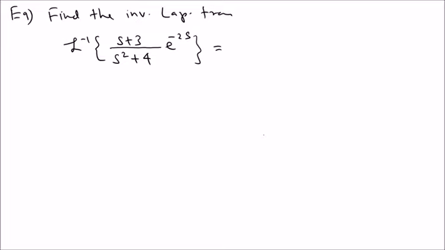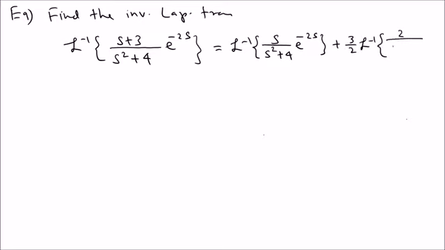So what we're going to do is handle the shift first. We can write this as L inverse, going with s first: s over s squared plus 4 times e to the minus 2s. Then look at the next one. We have 3, but we actually need 2, so we write 3 halves times L inverse of 2 over s squared plus 4 times e to the minus 2s. Now we can see this is the cosine 2t, and this is the sine 2t.